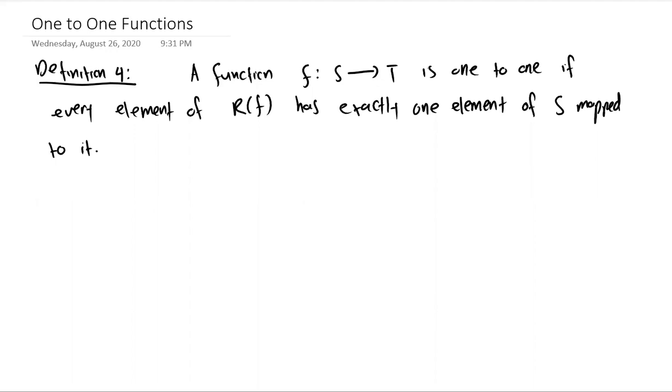Look at a function mapping an input set S to an output set T. It's one-to-one if every element of the range of this function has exactly one element mapped to it, not more than one, just exactly one. So let's do an example. This is pretty straightforward to check. So example, I think it's example 10. So I'm going to give you, again, this definition.